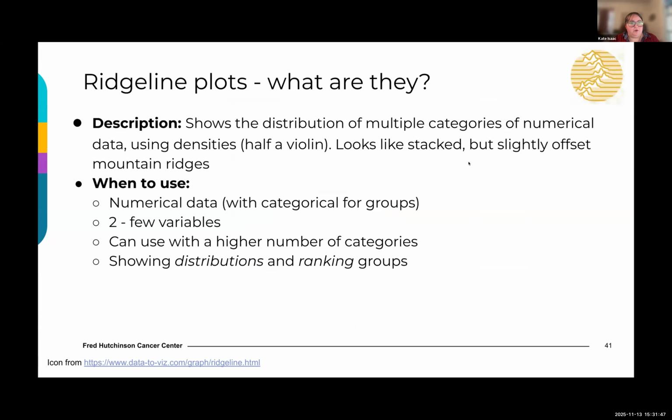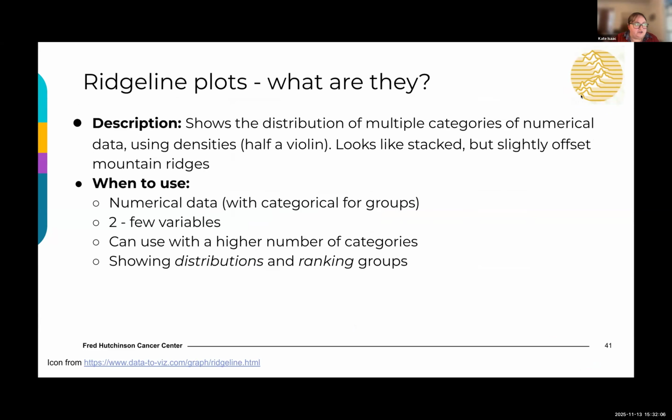So another alternative to violin plots are ridgeline plots. And these are going to sort of look like the mountain ridges or a mountain range or a few mountain ranges all near each other. And this is showing the distribution of multiple categories of numerical data using densities, half of a violin.